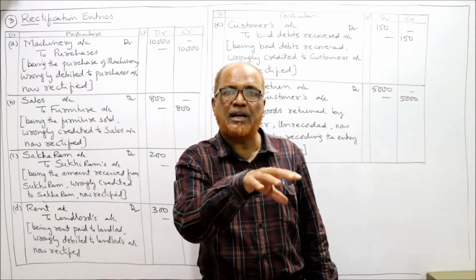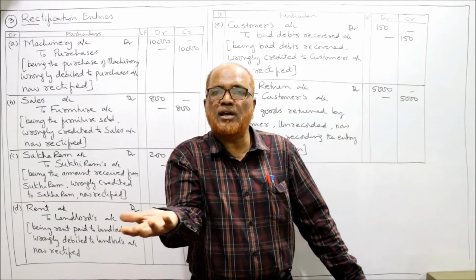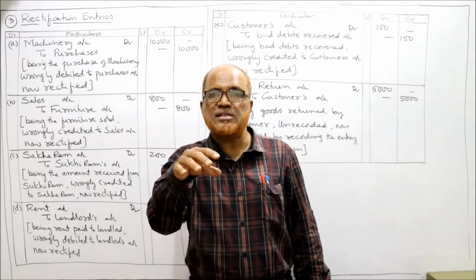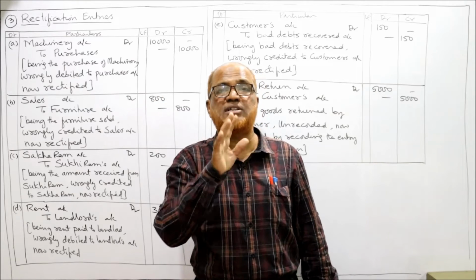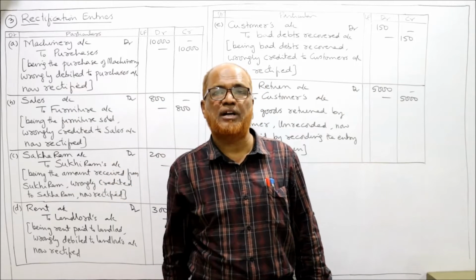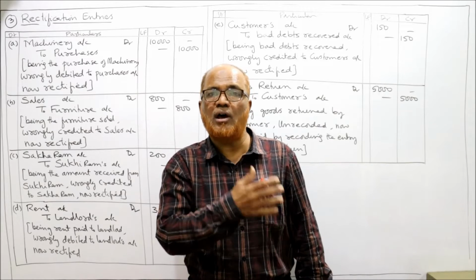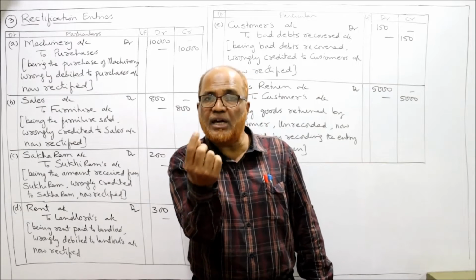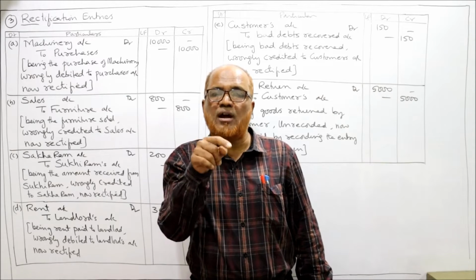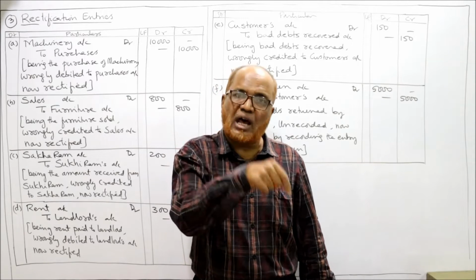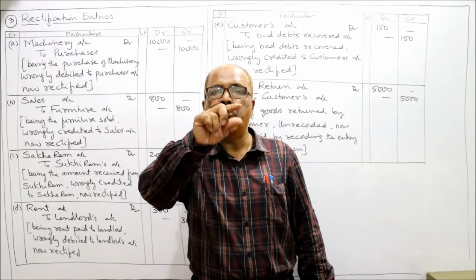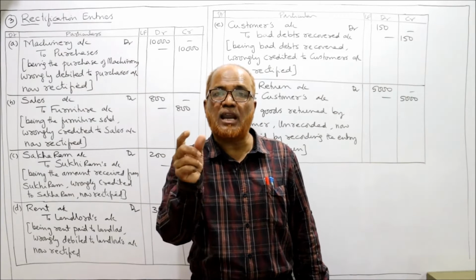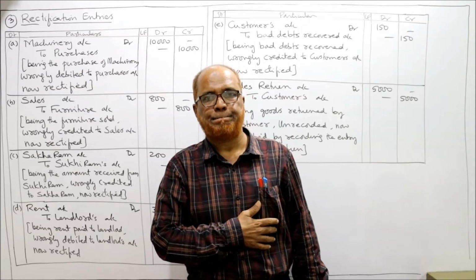Machinery account should have been debited, but machinery account was not debited. That's the first mistake. Second mistake, purchases account by mistake was debited. It should not have been debited. Now we credit purchases account. Machinery account was not debited; now we debit it. The entry will be machinery account debit to purchases account. This is the rectifying entry.